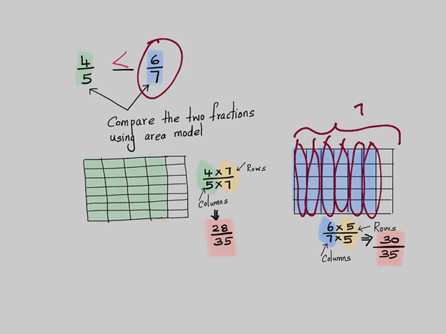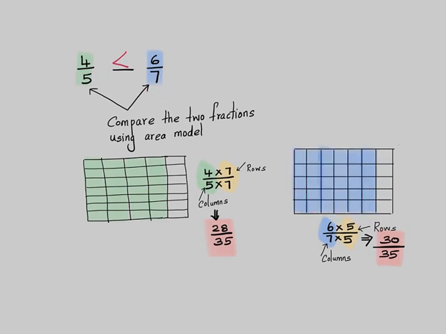After this, to make it into an equivalent fraction, since we multiply by 5, I have partitioned this into 5 rows. 1, 2, 3, 4, 5 rows. So this is how we get 30 by 35. If you see here in this area model, there will be 30 blue squares and the total number of squares is 35. So that is how we got 30 by 35, which is an equivalent fraction of 6 by 7.